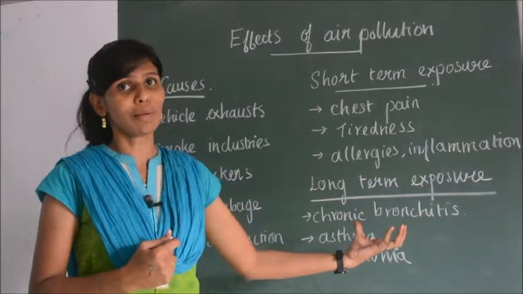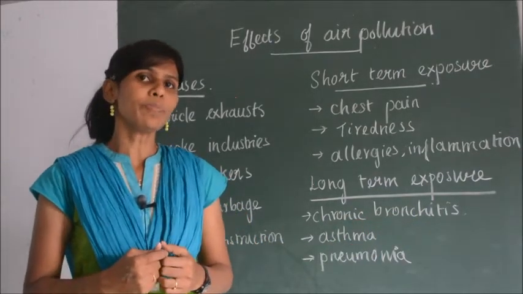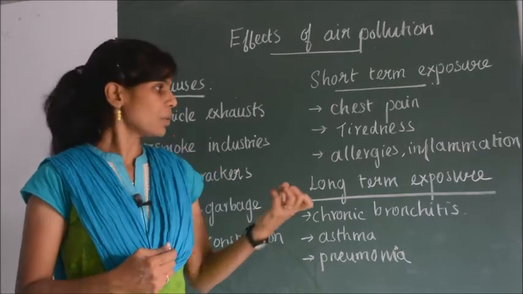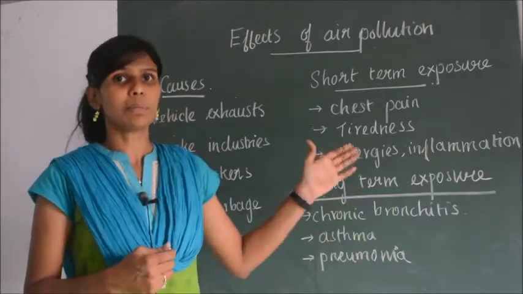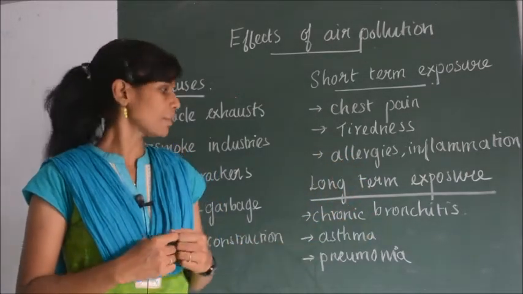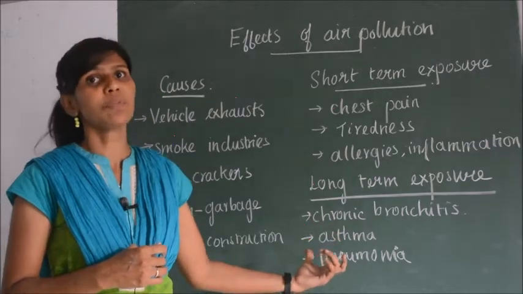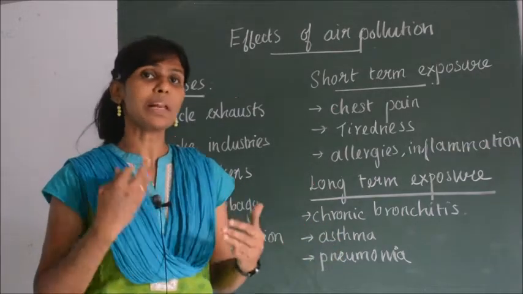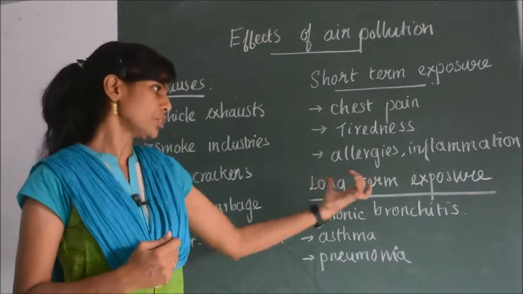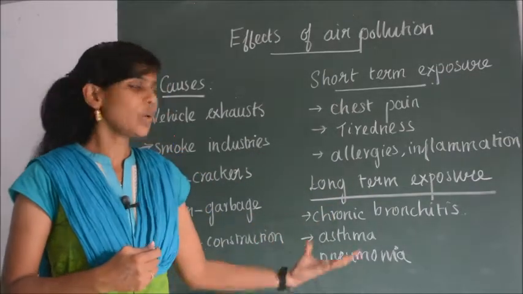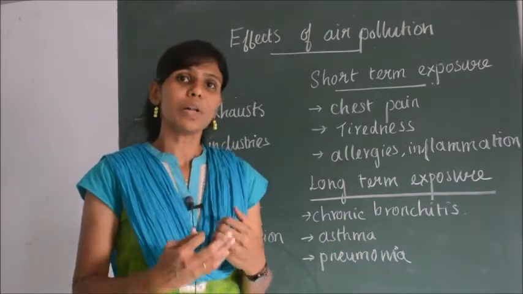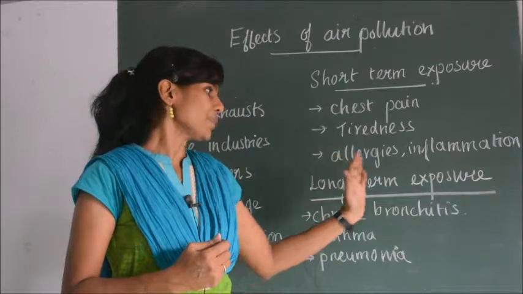What is bronchitis? Inflammation of the bronchial tube, and more mucus will be produced and the person will be repeatedly coughing. So on long term exposure it will be chronic, meaning throughout his life he will have this type of disease. And asthma, wheezing, is also a periodical disease which will repeatedly occur to the person upon long exposure. And pneumonia is a bacterial infection in your alveoli which will also occur upon long term exposure.